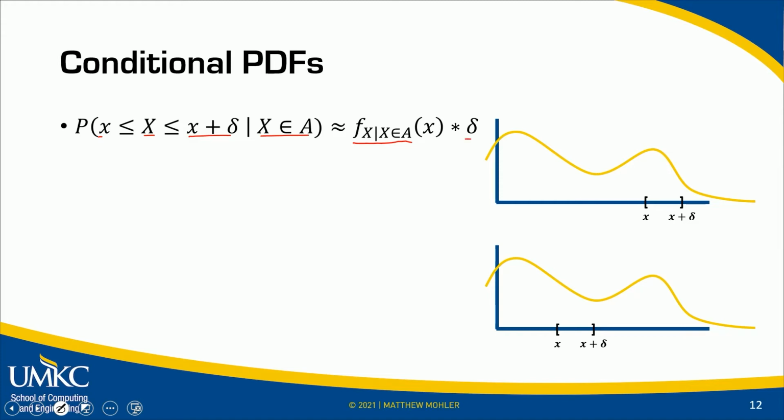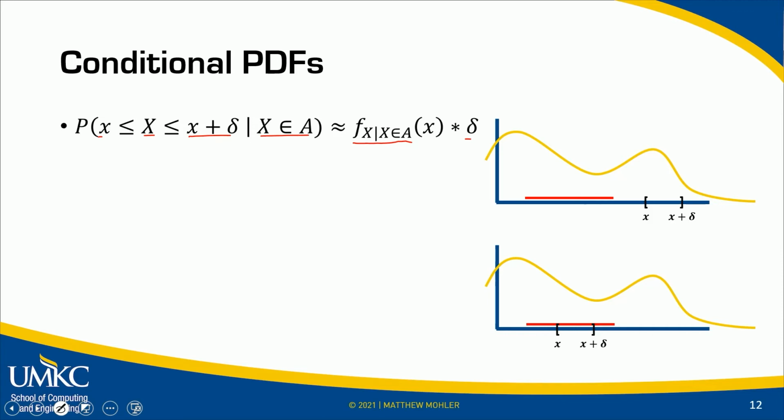So with that, we can look at a very specific event A. Let's say that our event A is these red lines here. As you'll notice, they're the same top and bottom, but on the top graph, our x to x plus delta region is not part of that event, and on the bottom it is. So with that in mind, let's try to figure out what this looks like.